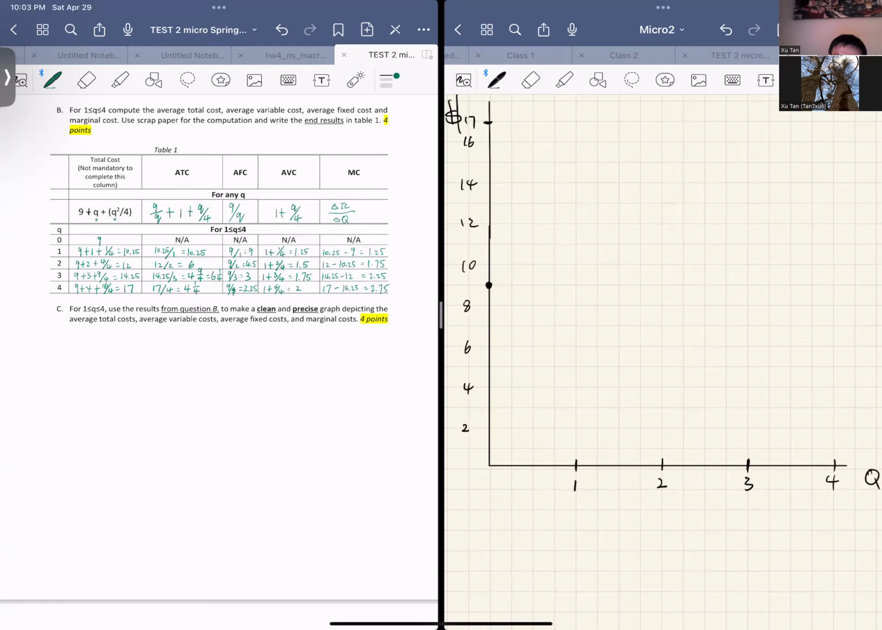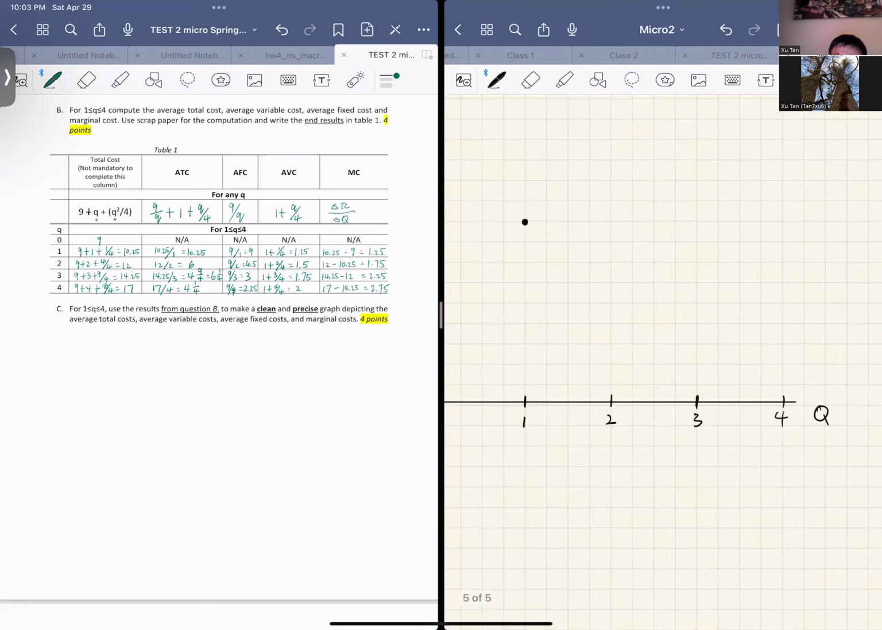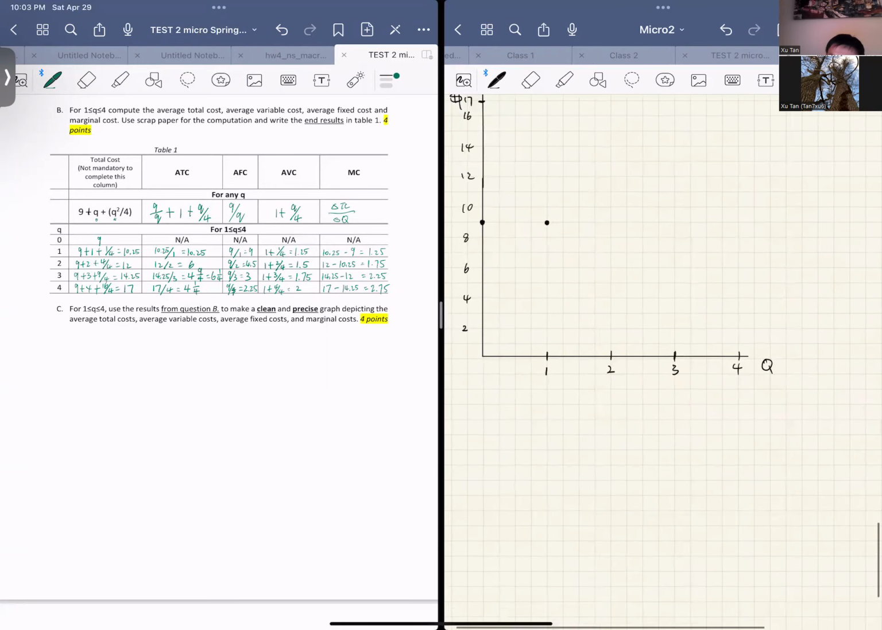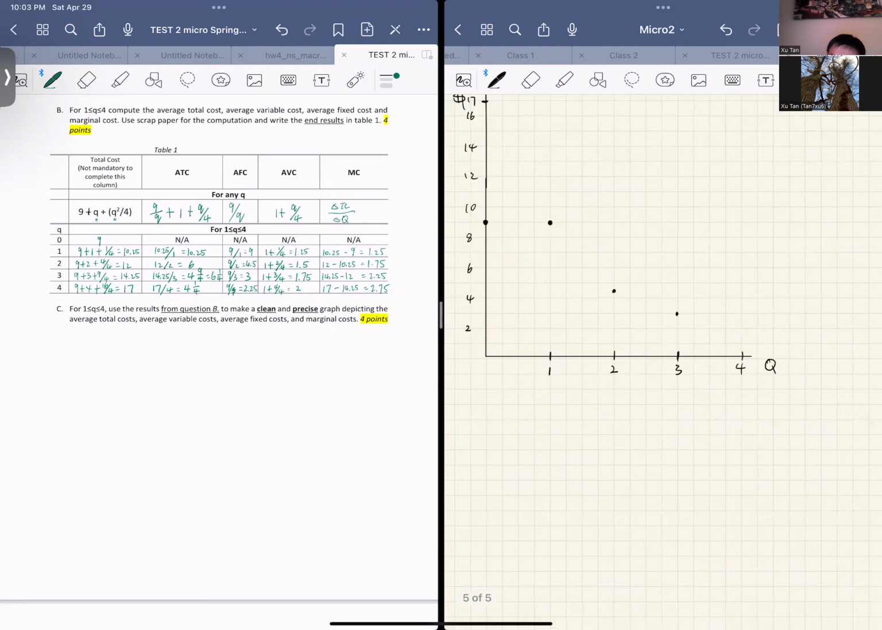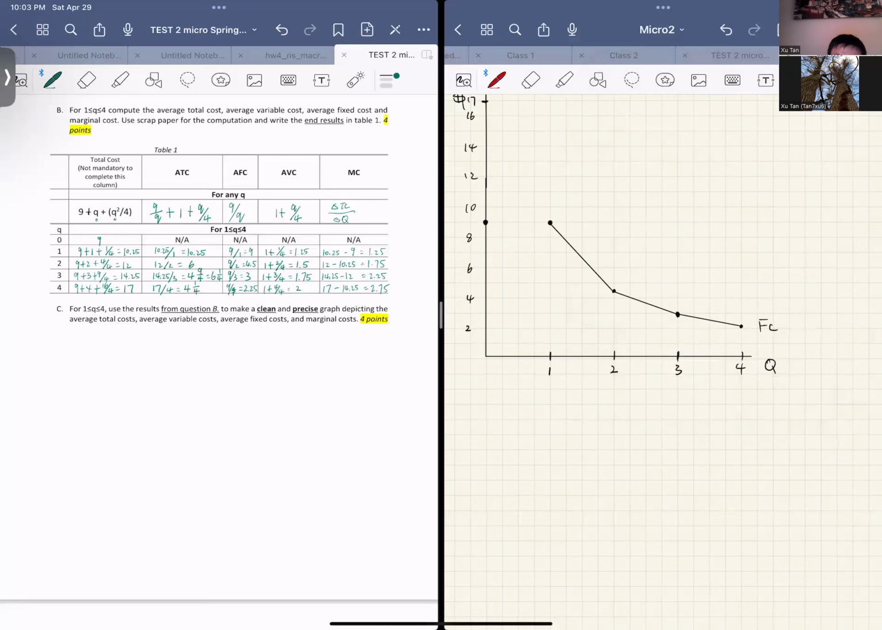1 unit is 9. 0 units, it's not defined. And then the second unit is 4.5. 3 units, 3. 4 units, 2.25. That's average fixed cost. Then I'm going to change the color to red. Red is average total cost.